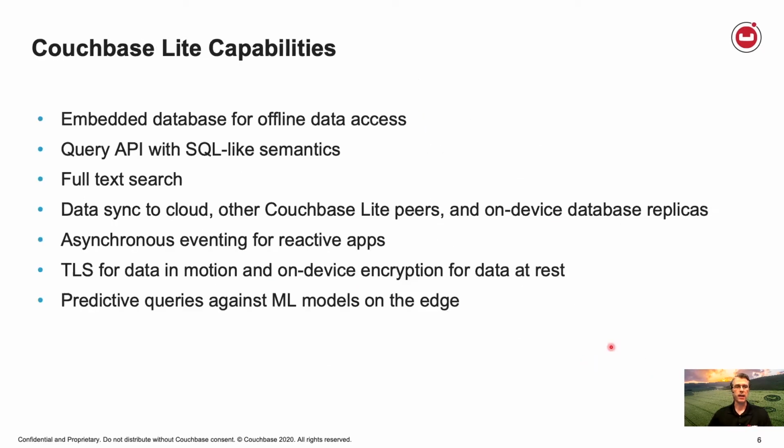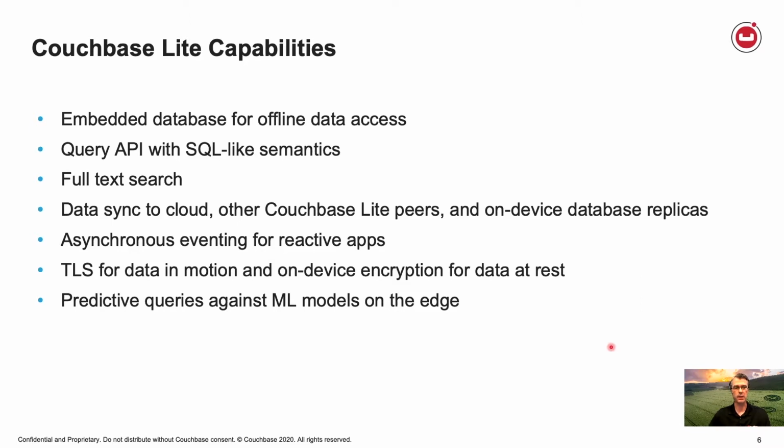Okay, so when we talk about Couchbase Lite, what are some of the capabilities? The first and primary is that it's an embedded database for offline data access. As I mentioned earlier, it is a lightweight NoSQL document database. It is embedded. If you're familiar with our server product, that's a distributed database that runs across multiple nodes. Couchbase Lite is not the same architecture. It's not a distributed database. It's embedded, typically in an application on a device.